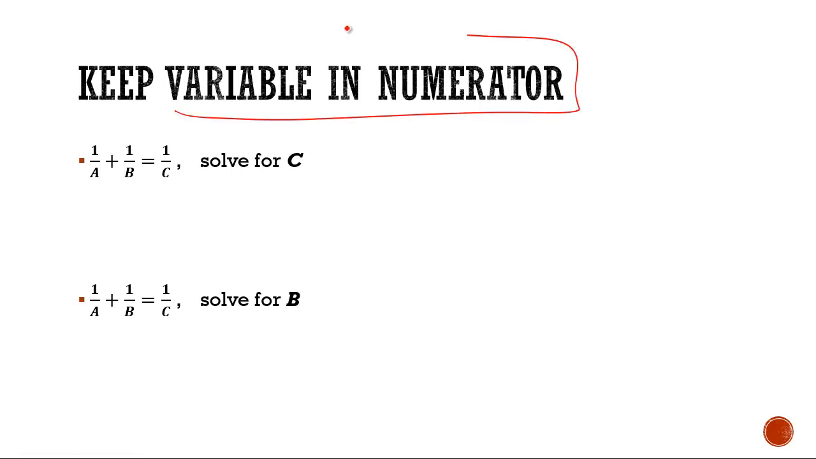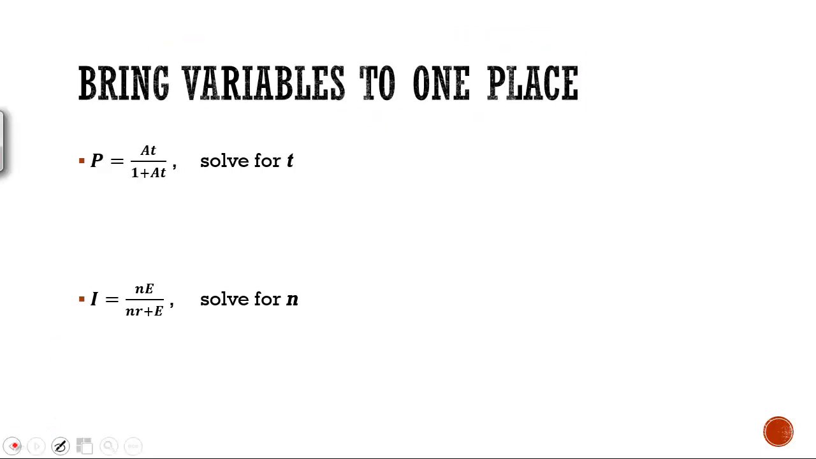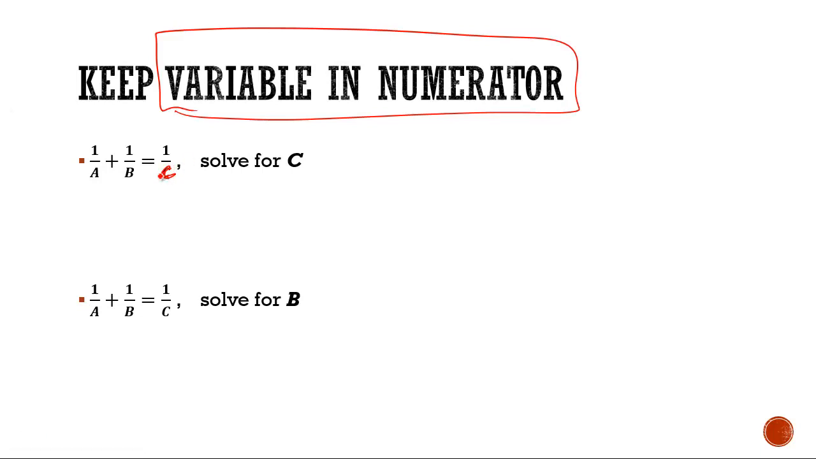Another thing to keep in mind is to keep the variable in the numerator. In the previous examples, they were all in the numerator, but in here, you can see that the C is in the denominator. So what we need to do now is get it out of the denominator. To do that, you could multiply everything by C. You could actually multiply everything by ABC if you wanted to get rid of all the denominators. So if you just multiplied by C, you'd get C over A plus C over B is equal to 1.